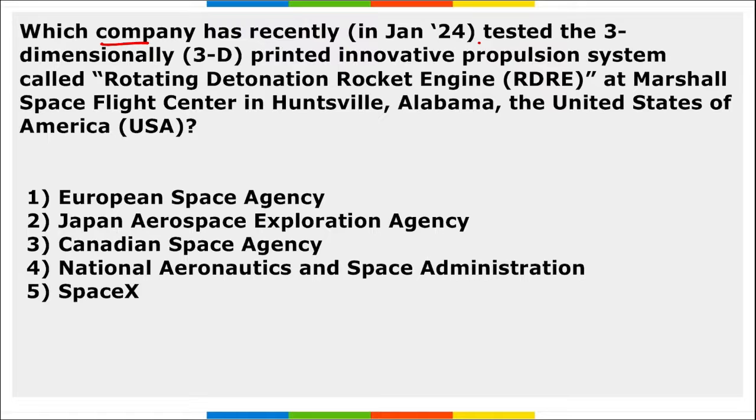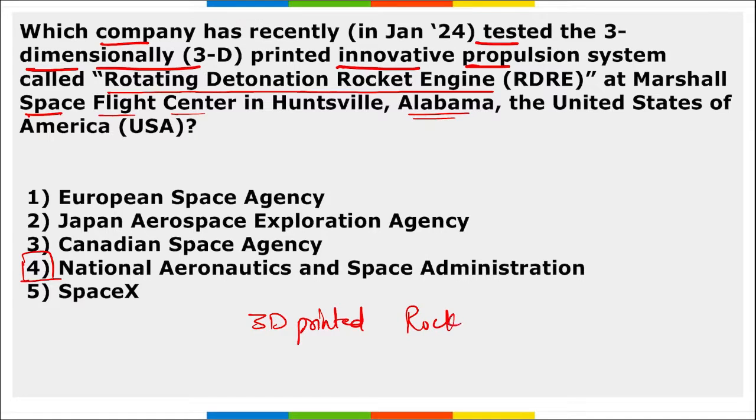Next, which company has recently tested the three-dimensional, that is 3D printed innovative propulsion system called rotating detonation rocket engine at Marshall Space Flight Center in Alabama, USA? So which is that company? It is NASA. Right? NASA recently tested 3D printed rocket engine, that is rotating detonation rocket engine, RDRE. This was tested at Alabama in USA. This engine can power both human landers as well as interplanetary vehicles. Correct? RDRE. This is a 3D printed propulsion system.